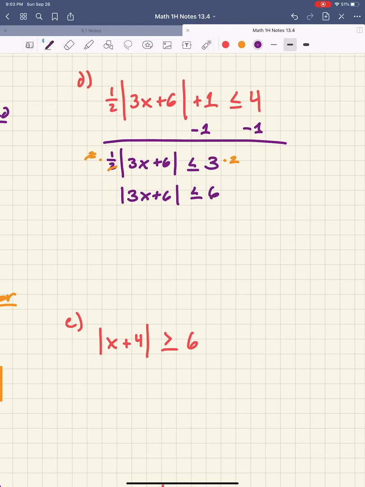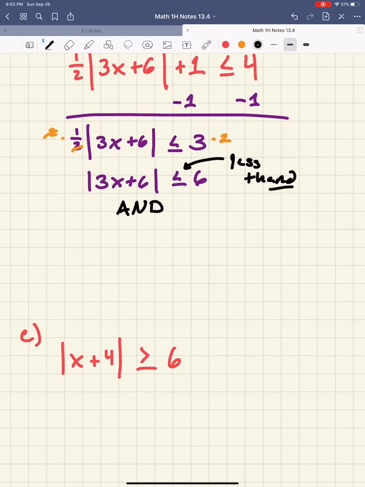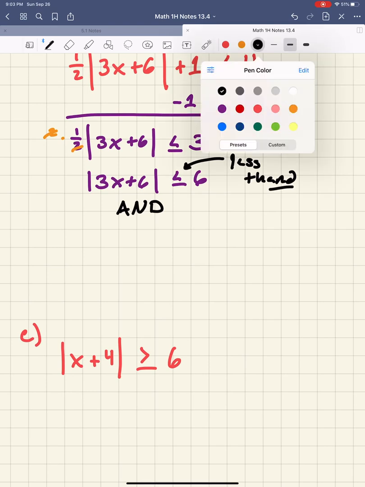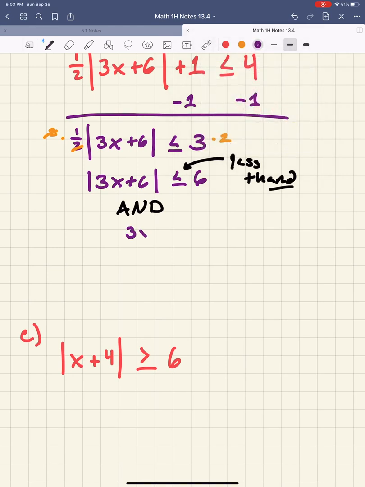And now that I've isolated the absolute value, I can go ahead and make that decision. What kind of a symbol do I have, and what kind of a compound inequality am I going to have? This is a less than symbol. So this is going to be an AND compound inequality. And remember, for the AND compound inequalities, the expression goes in the middle. 3x plus 6 goes in the middle. And we have a 6 on one side and a -6 on the other.